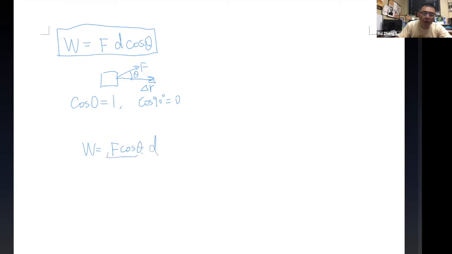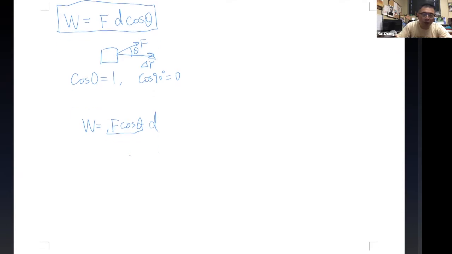So what is this part here? Well, F cosine theta, if you look at this triangle here, this is F, this is theta. F cosine theta gives you this component here. So only one component of your force is doing the work.